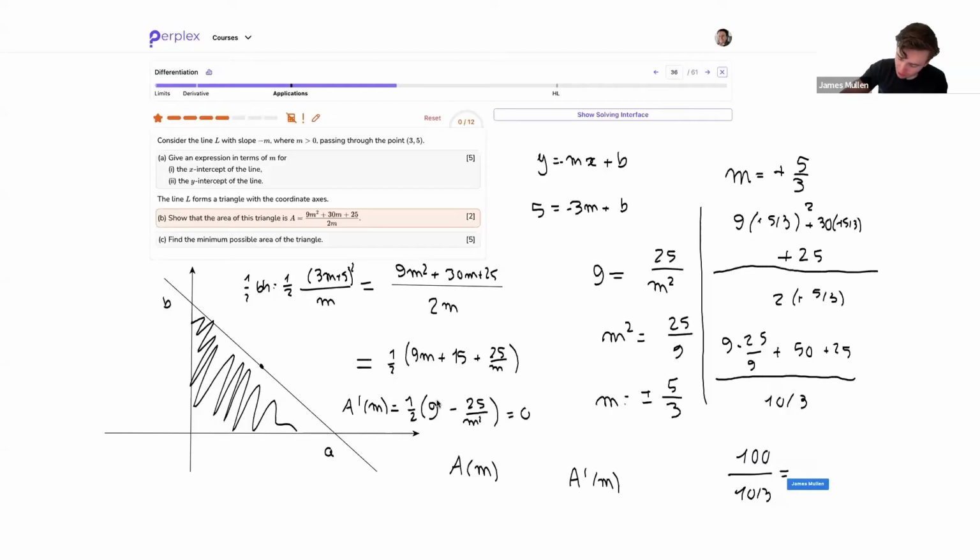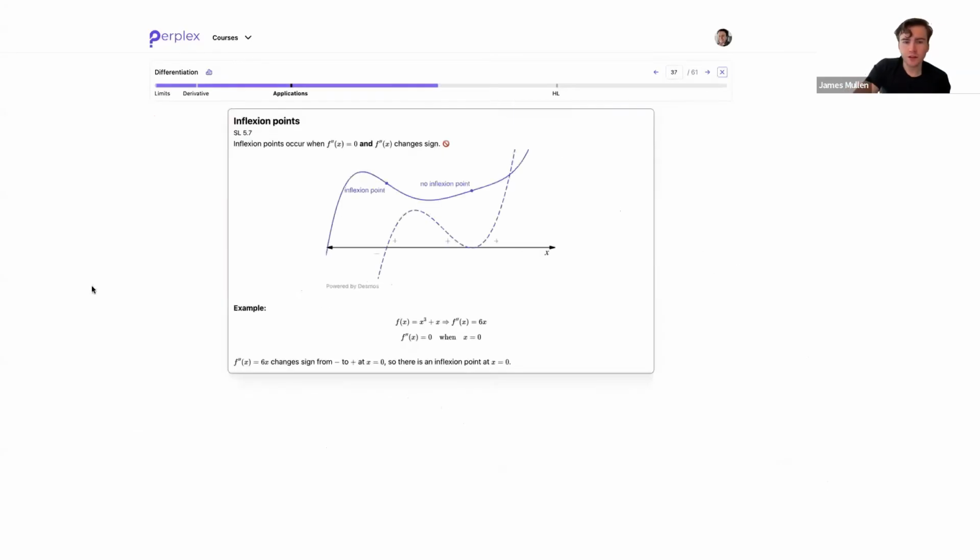Which is 3 times 100 over 10, which is 30. So that is the minimum possible area. Okay, now we're going to talk about inflection points. Inflection points are the places where the second derivative changes sign. So it has a 0 and it changes sign.